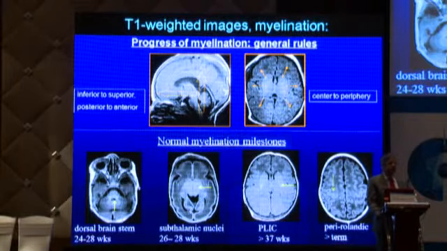So you should know how myelination progresses in the brain, a very rough guide: from center to periphery, from inferior to superior, so the brainstem and white matter myelinate before the cerebrum, and from posterior to anterior. So that is the normal myelination pattern in the brain, a very rough general guide. Now these are different appearances of myelination at different ages, 24 to 28 weeks, 26 weeks. What is very important for us is 37 weeks, that is term, and beyond: the posterior limb of the internal capsule and the perirolandic area are slightly bright on T1 images due to myelination.